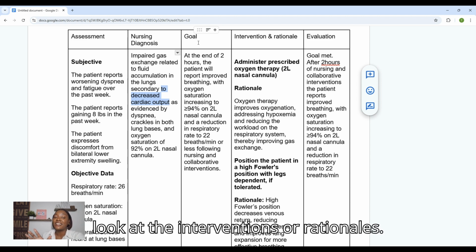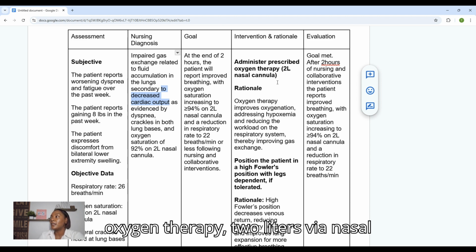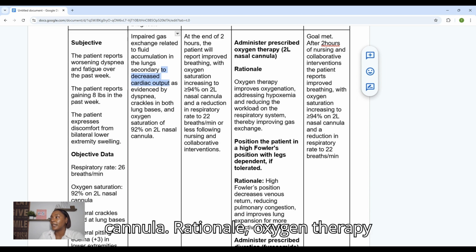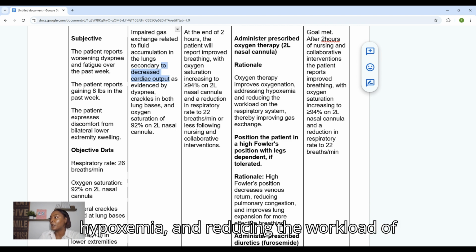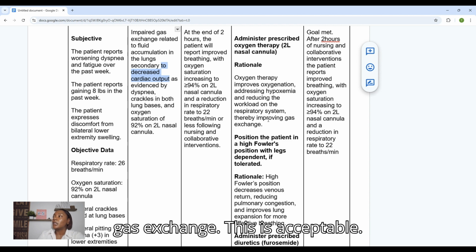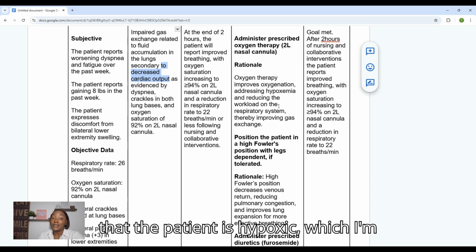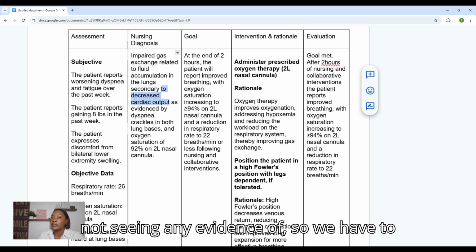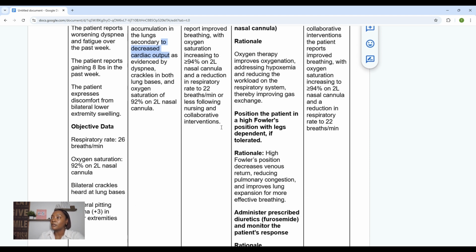Let's look at the interventions or rationales. All right. Administer prescribed oxygen therapy 2 liters via nasal cannula. Rationale: oxygen therapy improves oxygenation, addressing hypoxemia and reducing the workload of the respiratory system, thereby improving gas exchange. This is acceptable. Addressing hypoxemia gives the impression that the patient is hypoxic, which I'm not seeing any evidence of, so we have to be careful about what we write in our rationales.